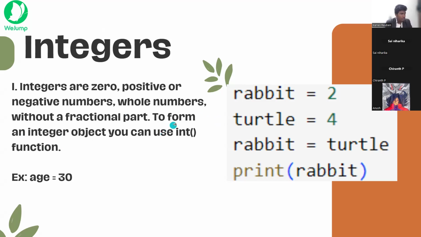To form an integer object, you can use the int open bracket and close bracket. I also demonstrated this in the last class. You remember? Did I show it in last class? Yes. Since it's shown last class, you can see a small example here, age is equal to 30. A simple demonstration of how you use integers.